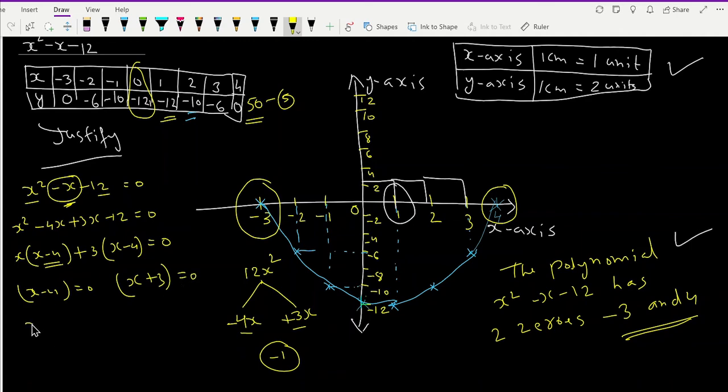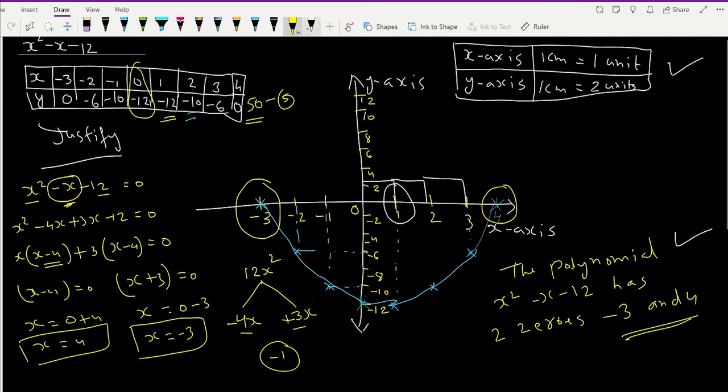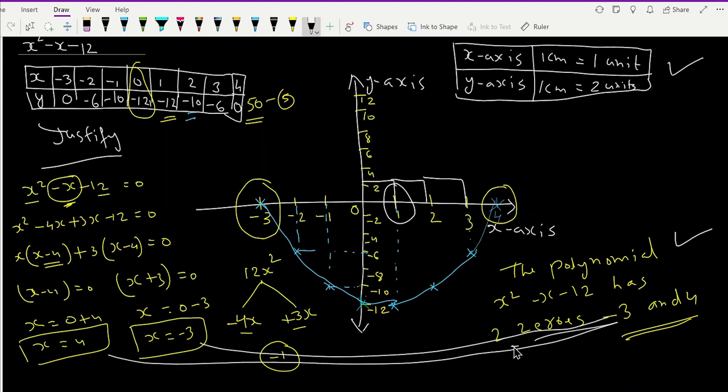If I solve further, I will get 0 plus 4, that is 4. X is equal to 4. Similarly, I will get x is equal to 0 minus 3, that is nothing but x equals minus 3. So here you can see, when I am doing it mathematically, I am getting the zeros as minus 3 as well as 4. So minus 3 and 4 are the zeros mathematically as well as graphically. So this is our justification.